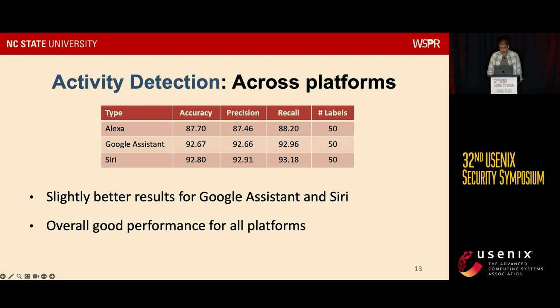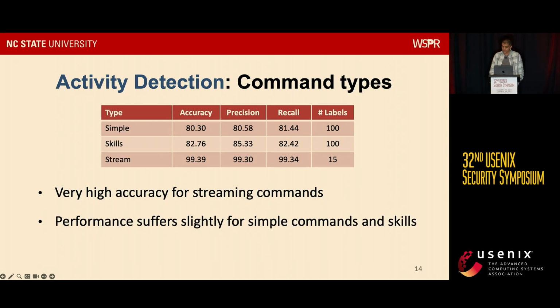So comparing across platforms, we observed an overall good accuracy with slightly better results for Google Assistant and Siri, but overall we get a good accuracy for all assistants. And comparing across different command types, we saw that we have a very high accuracy for streaming commands, but performance suffers slightly for simple commands and skills.